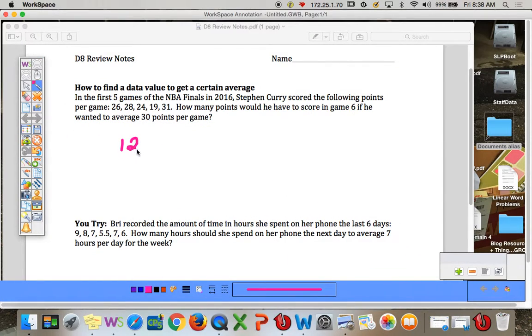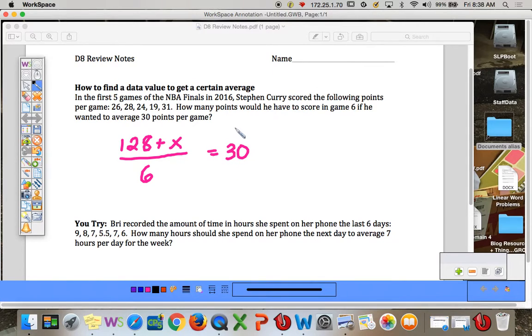Well, what we can do is just take his 5-game total, the 128, but we're going to add one more score to that. And now we have 6 terms that we're going to average, so we're going to divide by 6. And we know that we want the answer to be 30 points per game. Okay, so we can use guess and check. We can guess an amount of points, 128 plus maybe like 40 points, and then hit enter and divide by 6 and see how close we can get to 30.